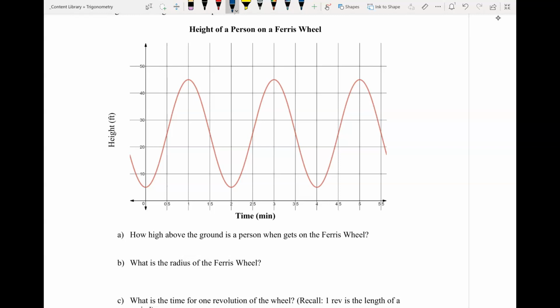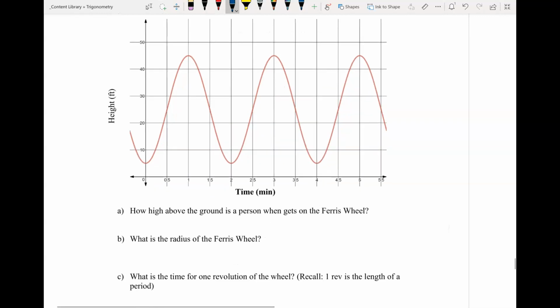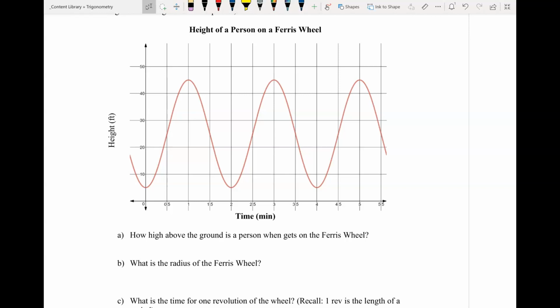So as our y values, we have the height above the ground if we're on the Ferris wheel, and then on our x-axis we have the time. So our first question is, how high above the ground is a person when they first get on the Ferris wheel? The first thing I'm going to do is figure out what our middle line, or midline, is.